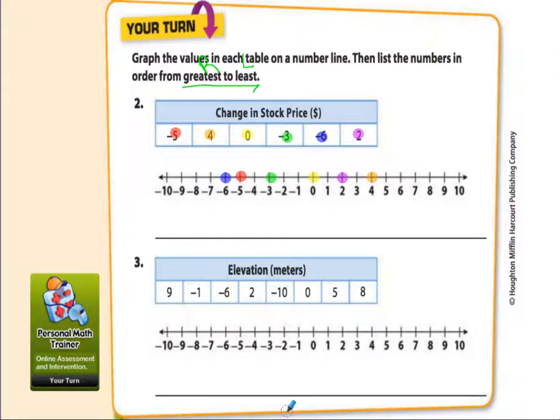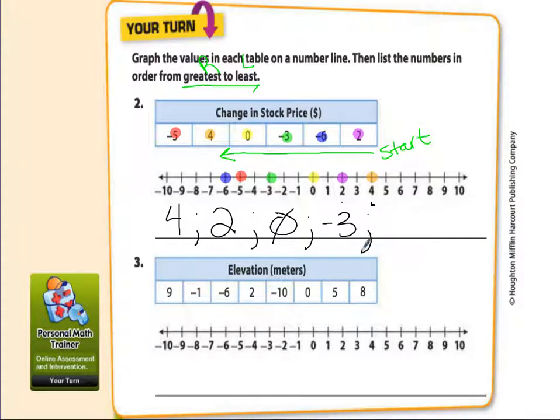And now we said we want to go greatest to least. Since we want to go greatest to least, we want to start on this end and work our way towards the left. In this case, our greatest number would be 4. The next number would be 2. The next would be 0. And then -3, and then -5, and then -6.